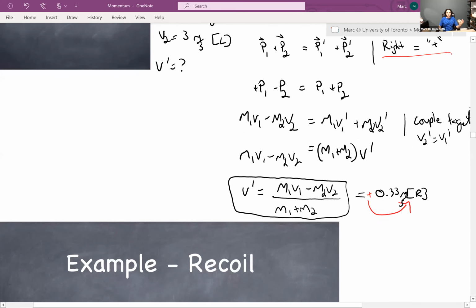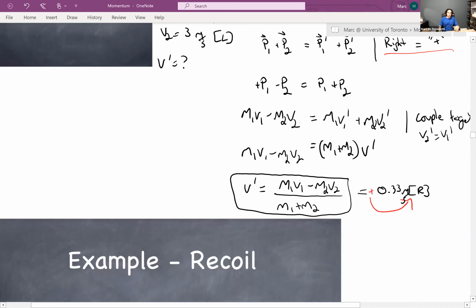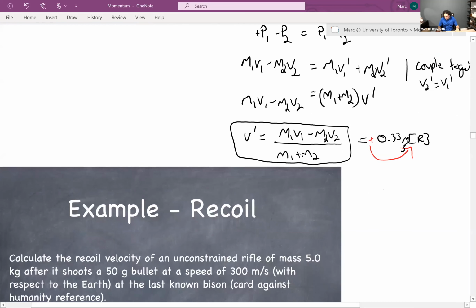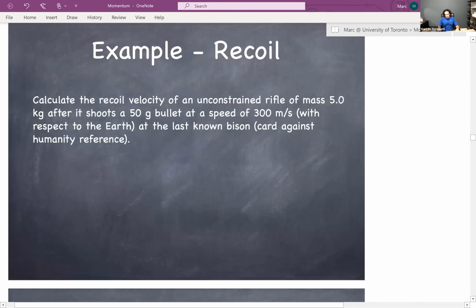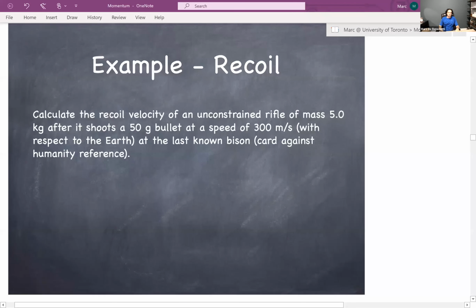Okay, so that's one example of how you would use the conservation of momentum in a problem. Fairly straightforward. We have some time left, so let's keep going. So I don't know if you've experienced this. There's a notion of recoil. For those of you who have experience with a gun, hopefully very few of you have intimate knowledge of a gun.